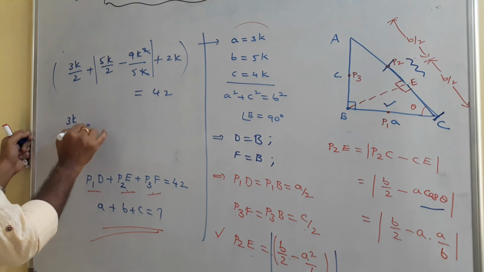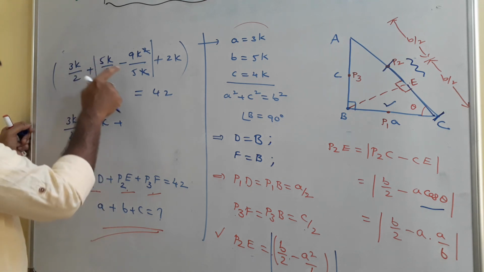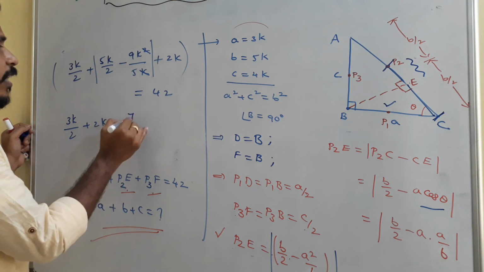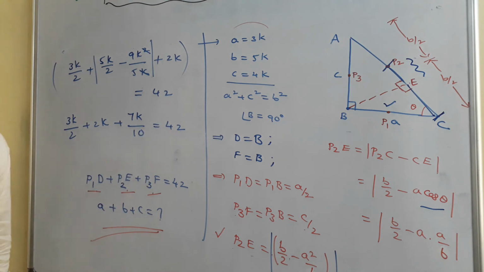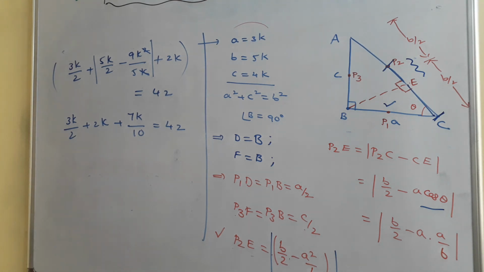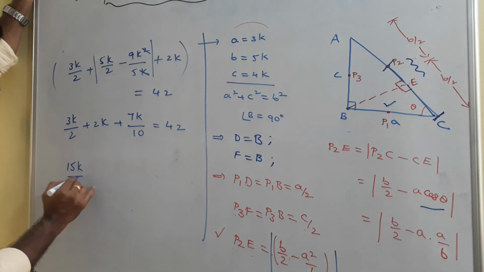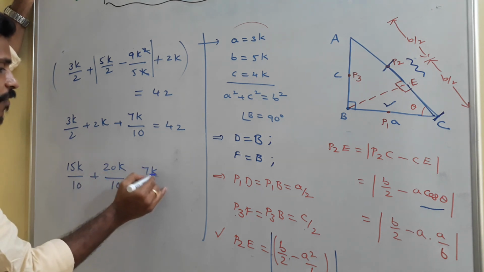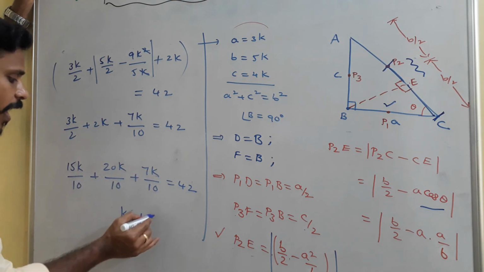Okay. 3K by 2 plus 2K. First two terms, first and last. And in the bracket, if you simplify, 5 is 25. 25 minus 18. 25 minus 18 is 7. 7K by 10 is equal to 42. Right. On solving, you will get K. How can we solve? Just think about it. Make the denominator 10 everywhere. So this is 15K by 10 and this is 20K by 10 and this is 7K by 10 is equal to 42. So add the numerators, get the value of K as 10.